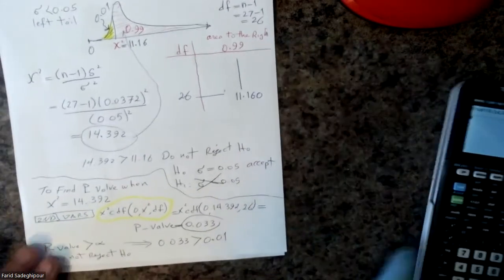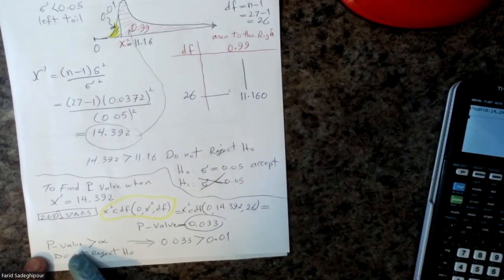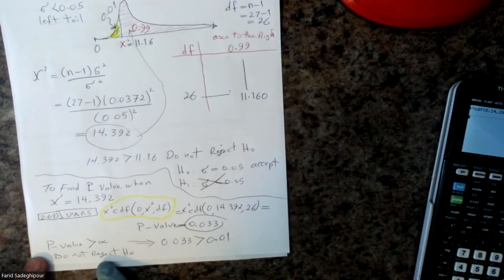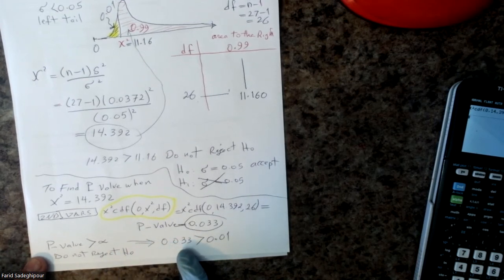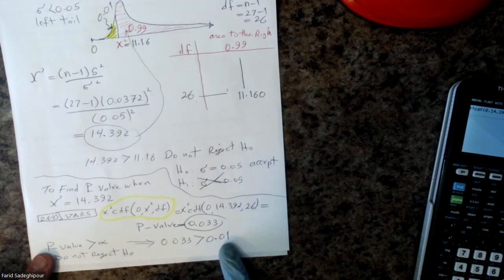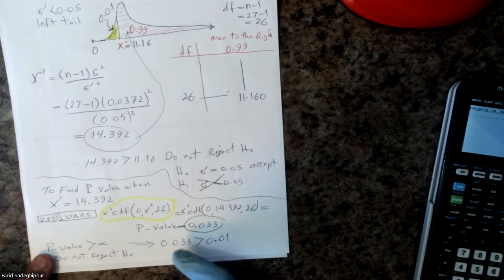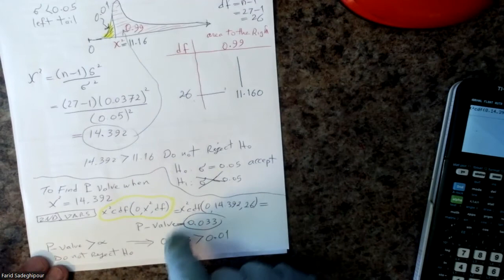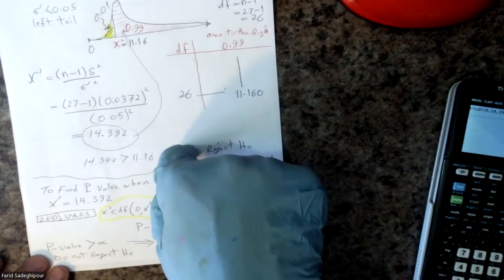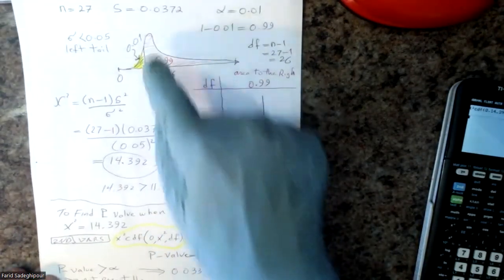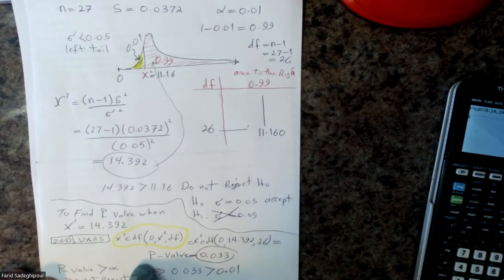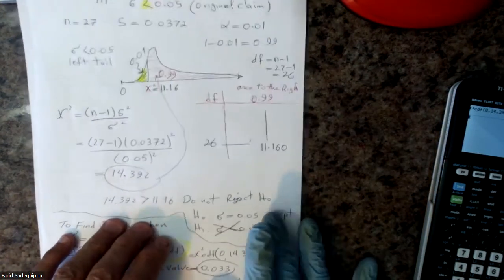And remember, if the p-value is greater than alpha, we do not reject H0, we accept H0. So the p-value of 0.033 is greater than 0.01, which is the alpha. So these two must match. You accept H0 based on this comparison. You also accept it based on the comparison of the p-value.